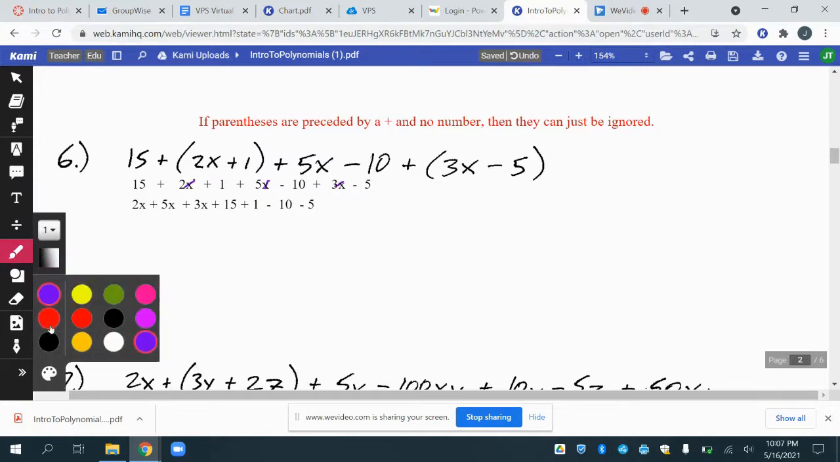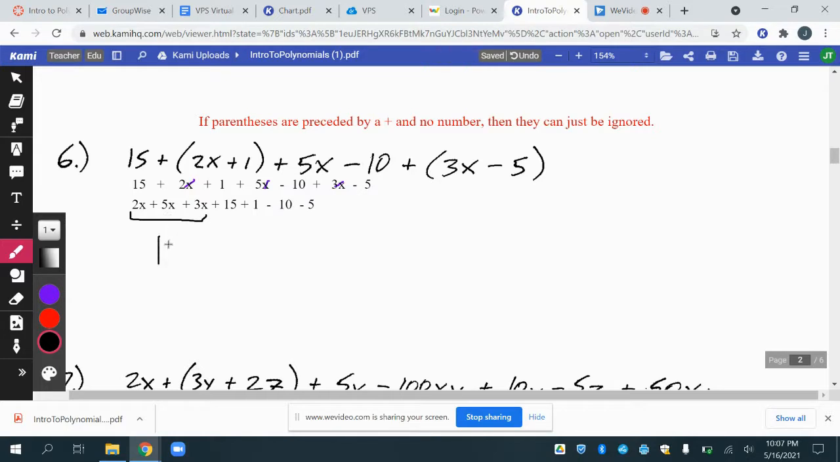Okay. Well, notice that means I end up with, I'm going to write the rest. I have 2x's, 5x's, and 3x's. That's a total of 10x's. And then I have 15. This is another 15, isn't it? 15 minus 15, and there's just 1 left. 1, and it's a positive 1. So that's my answer: 10x plus 1. Easy, right? Yeah, really easy.